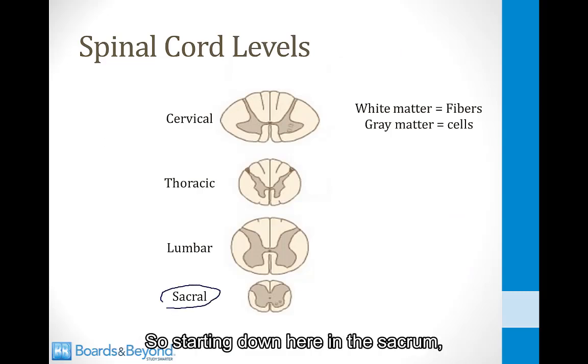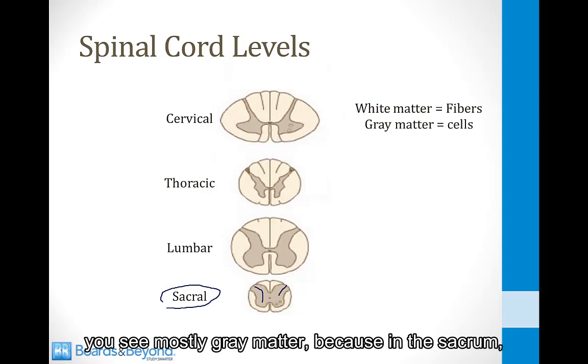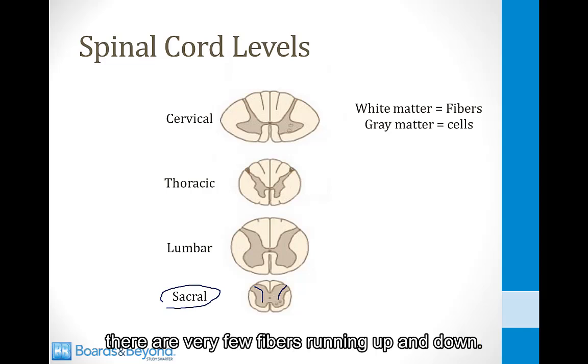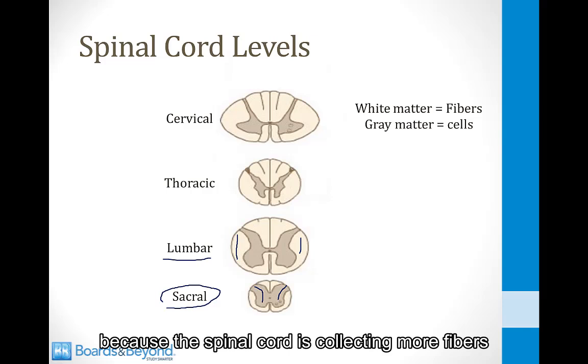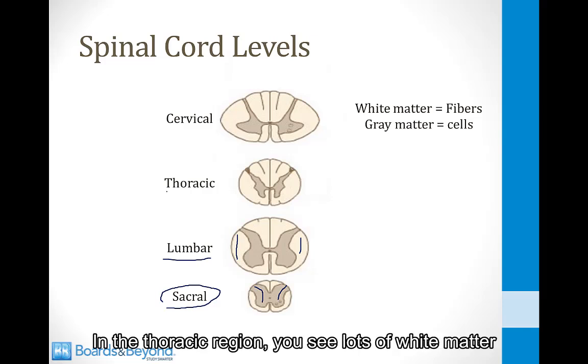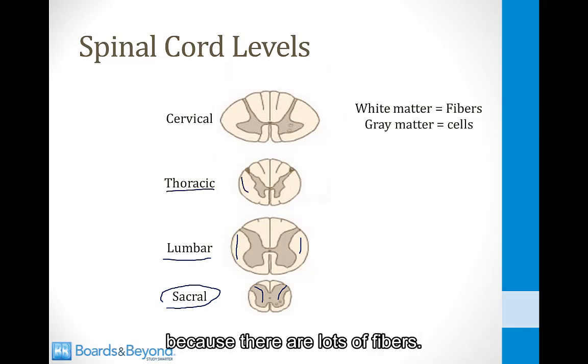So starting down here in the sacrum, you see mostly gray matter because in the sacrum there are very few fibers running up and down. As you climb into the lumbar region, you start to see more white matter because the spinal cord is collecting more fibers running up and down. In the thoracic region, you see lots of white matter because there are lots of fibers.